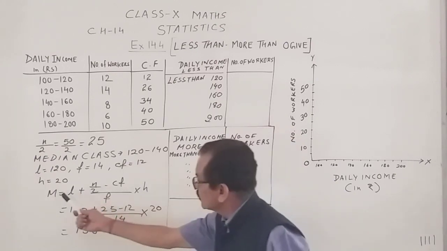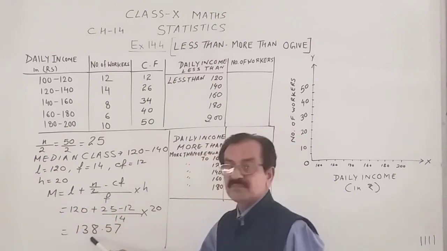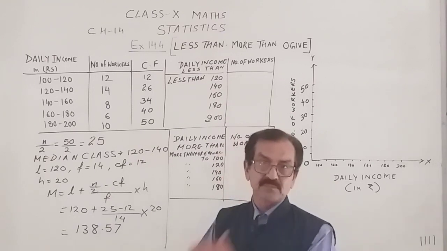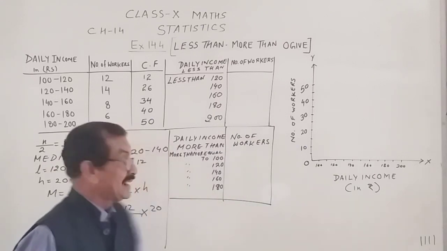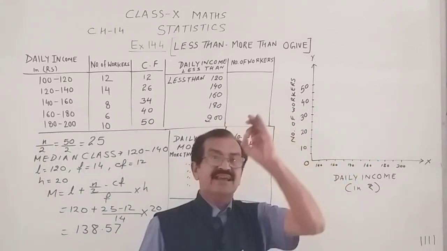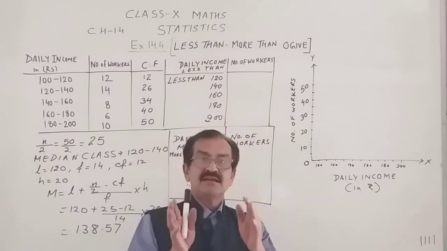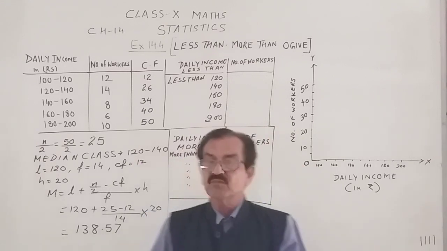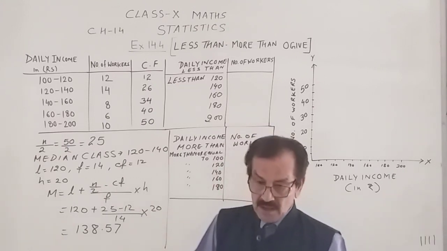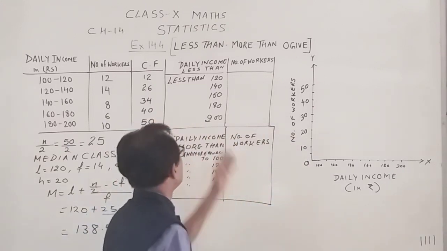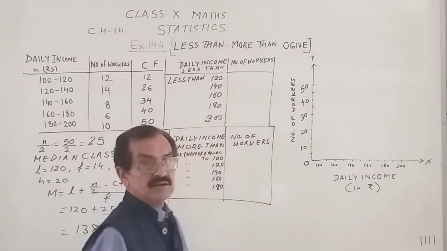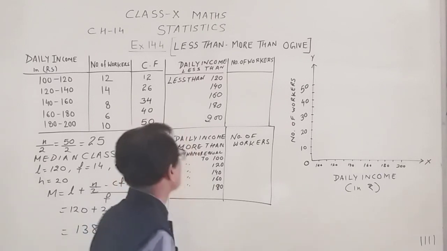Now, by calculation, the median is approximately rupees 138.57 or 138.6. Clearly, this cannot be located properly or accurately on the graph, but still we will get an idea. That is why we have to verify it by the formula. Now, let's see how to draw the less than graph and then the more than cumulative frequency table.